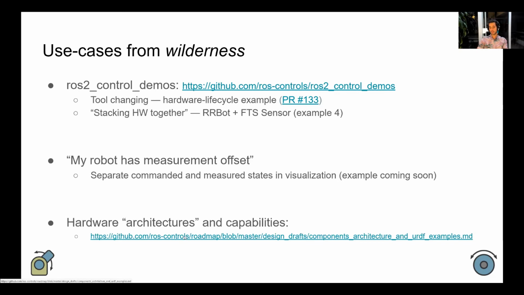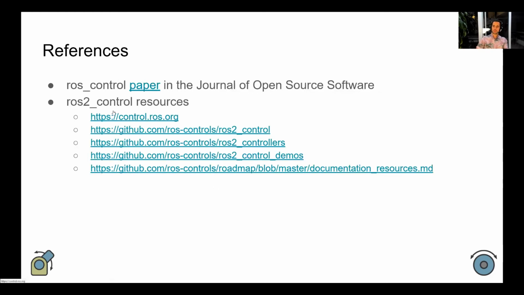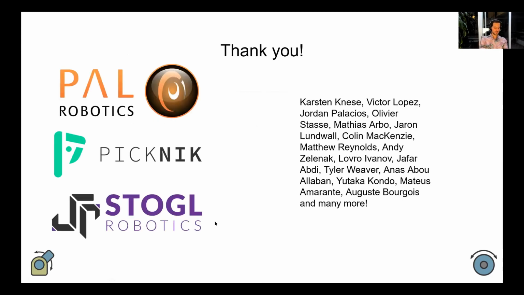There are also many other hardware architecture and capabilities that we defined in our roadmap. So check it out, give us feedback, and we are happy to check it. There are also a few references. We will put this presentation on control.ros.org, our documentation site, so you can check all the references. This you probably know, the ROS control paper and so on. And now, Bence, we are at the end.